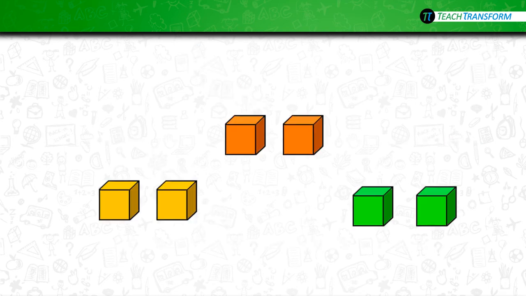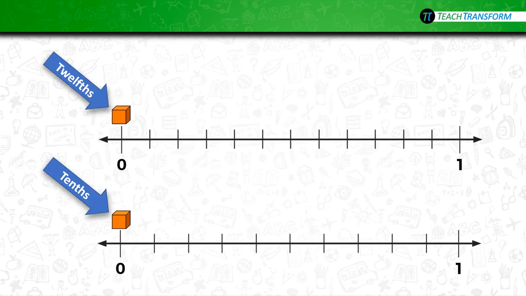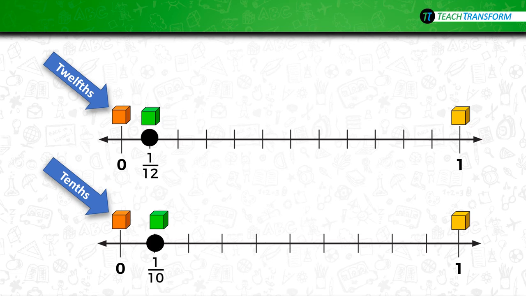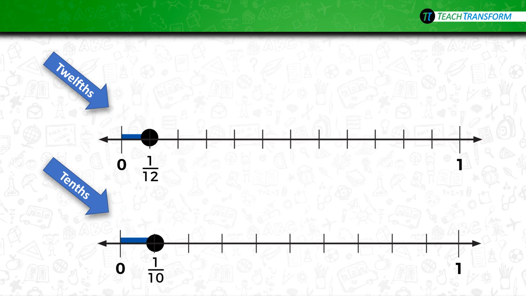You'll need the counters again. Find 3 different colors and get 2 of each color. Pick one of the colors and put them on 0, and then put another color on 1 just like we did before. Now put counters at 1/12 and 1/10 and draw points at 1/12 and 1/10. Draw a bar from 0 to 1/12 and 0 to 1/10. Then remove the counters.